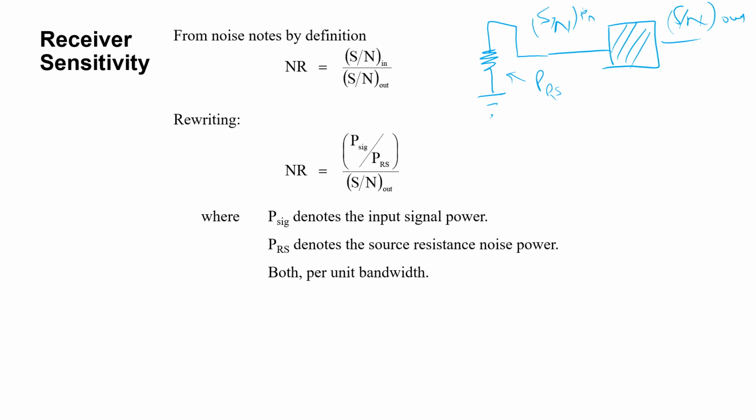Both of these terms are per unit bandwidth because we are concerned about our signals and our noise power in a given bandwidth rather than the entire wide band of application. Therefore, rearranging, P signal equals PRS, the noise produced by the equivalent source resistance, multiplied by the noise ratio, which depends upon the quality of this receiver, multiplied by the signal to noise ratio at the output, that is, the required signal to noise ratio at the output.